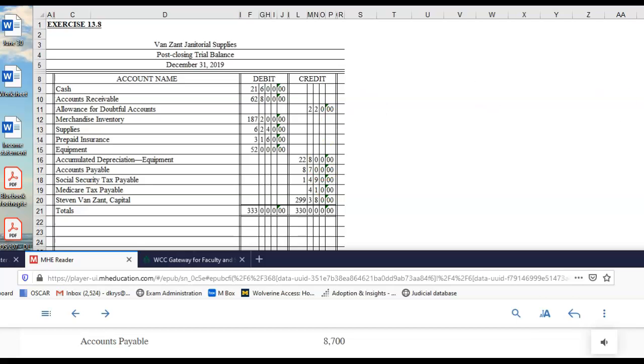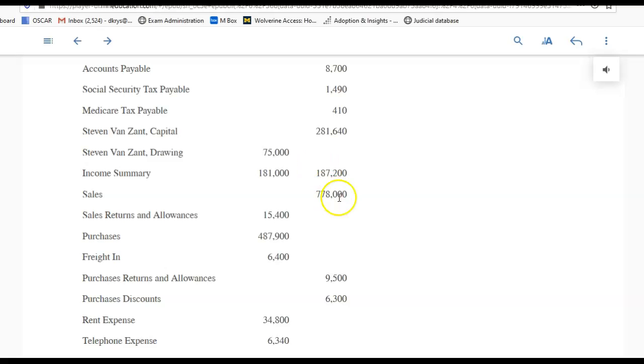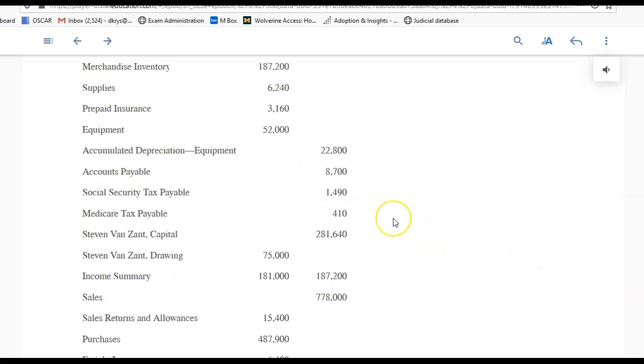Because the income summary is all you need to look at, because the income summary, you've already closed your expense accounts and already closed your revenue accounts and all that. And the difference between the two is your net income. That's what income summary is all about.